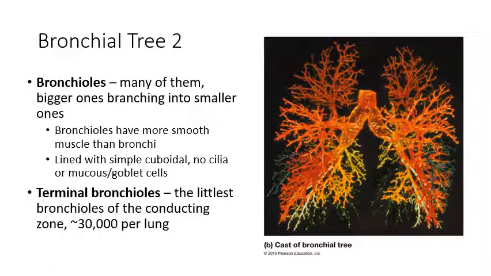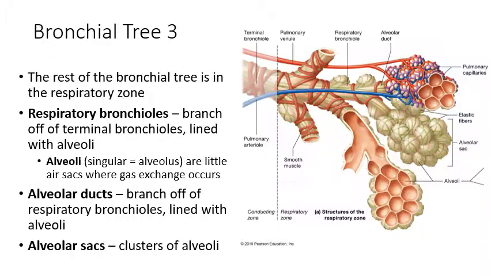At the end of the bronchioles, you reach terminal bronchioles, which are called terminal not because they're actually the last bronchiole, but because they are the last bronchiole that is in the conducting zone. And you have about 30,000 bronchioles per lung, so a lot of branching there. And that's the end of the conducting zone, but the bronchial tree continues into the respiratory zone.